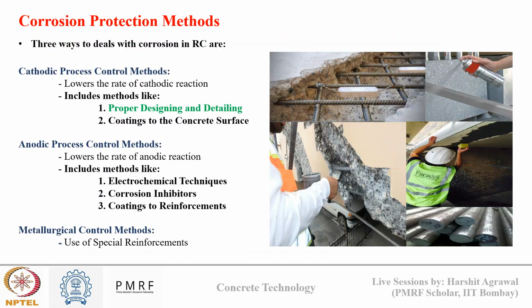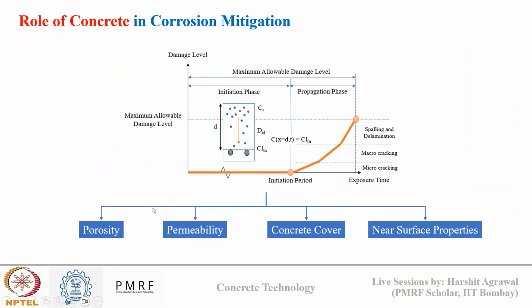Now, with the understanding of corrosion chemistry, we talked about different ways in which corrosion can be controlled, which are divided into 3 categories: cathodic process control, anodic process control, and the metallurgical method. We saw the different ways in each of these categories. And finally, to end the discussion on corrosion, we talked about the role of concrete in controlling corrosion.